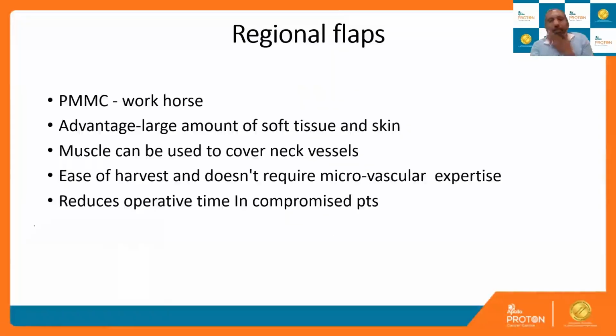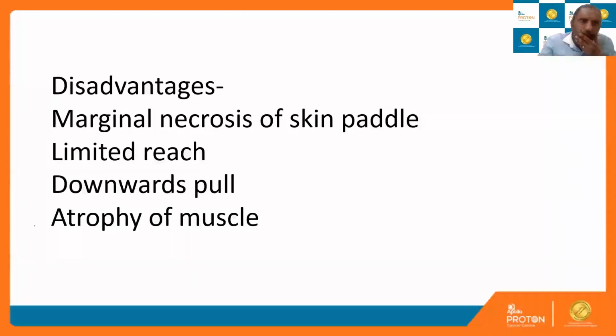So regional flap, as we know, PMMC is the workhorse. Advantage of the flap is it gives a good amount of soft tissue and also muscle to cover the vessels in the neck, easy to harvest and quite reliable, and the operative time is less, as we know. Disadvantages, whenever we have a big regional flap, the marginal, the business end always has a problem. So it is difficult when we have a very large flap and limited reach, but not in tongue.